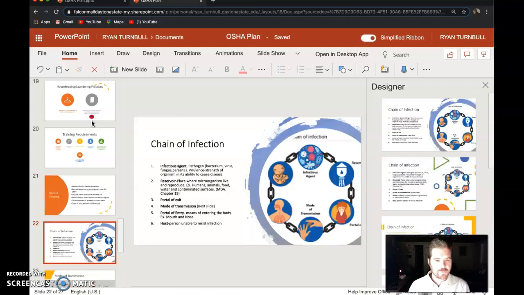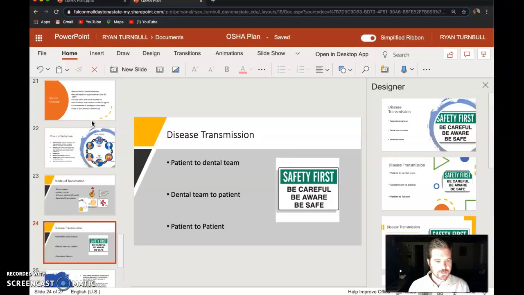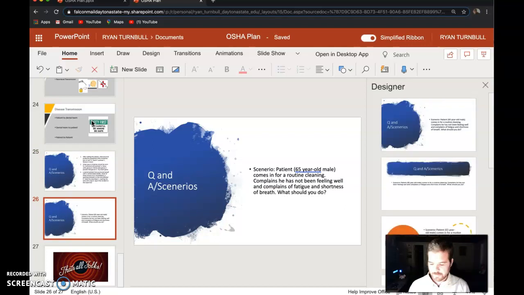We'll have a big part on the chain of infection and how they spread and the mechanisms. We'll also be talking about modes of transmission, disease transmission. At the end, we'll have questions and answers slash scenarios. We'll cover some things that we talk about, and then we'll figure out what's the right way to answer these questions, and if we have certain scenarios, how to do the right thing. We'll be covering all that stuff.